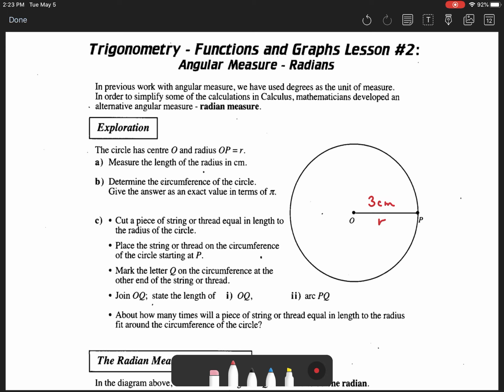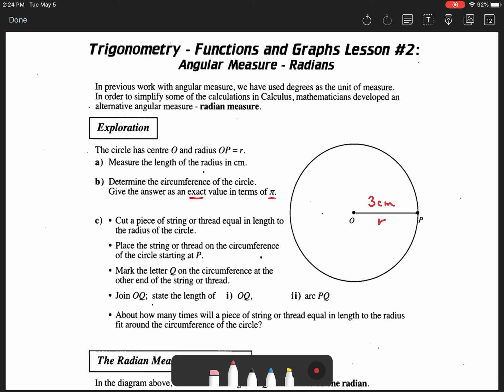Now, part B says determine the circumference of the circle. Give the answer as an exact value in terms of pi. So that expression, exact value, is going to come up more and more through the next 2 chapters, okay? So we have to be able to determine how to come up with solutions that are exact values, okay? And exact values are either fractions, rational numbers, or expressions that contain radicals, okay? Or pi, for example. I don't actually calculate what pi is. I leave it as the value of pi, exactly what it is, using the symbol for pi.